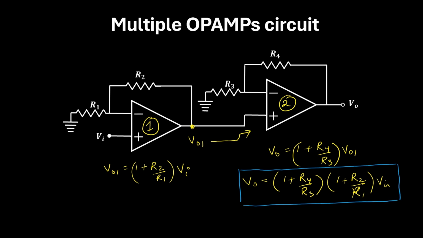So this is the expression of the output. Now suppose if this terminal is fed to this terminal and this terminal is grounded, in that case V01 is applied at this terminal, so the output will be determined by the closed loop inverting OPAMP formula. So like this you can solve circuits with multiple OPAMPs.